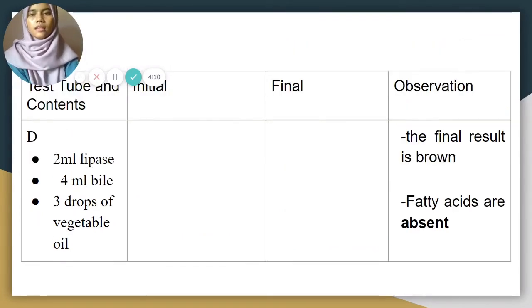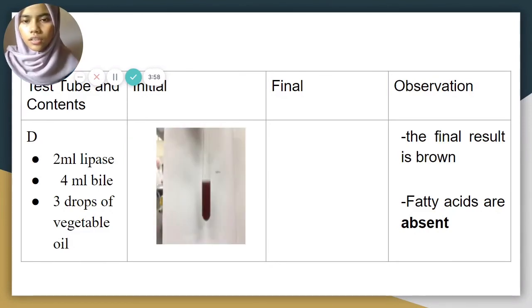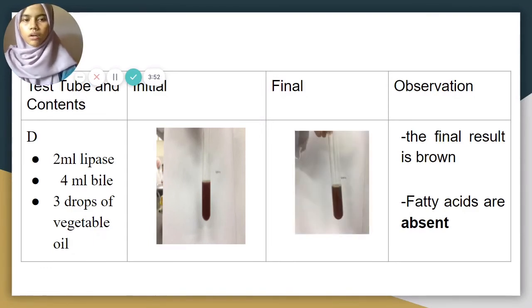Okay, and for the last test tube, we put lipase in, but we put test tube D in room temperature. So the initial color is red to pink color, and the final is brown. So means that the fatty acids are absent. Okay, that's all. That's all from me.